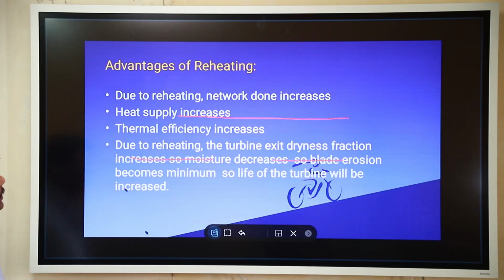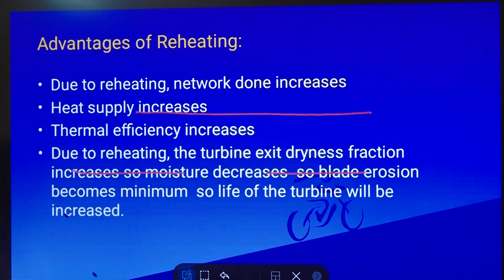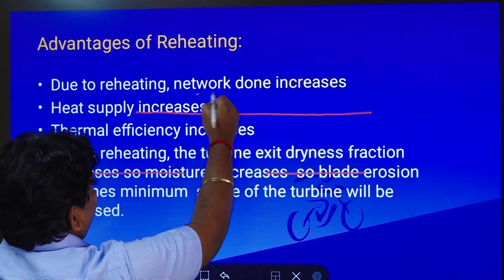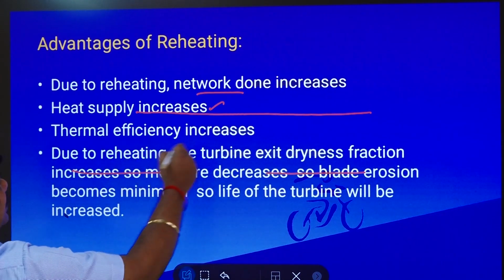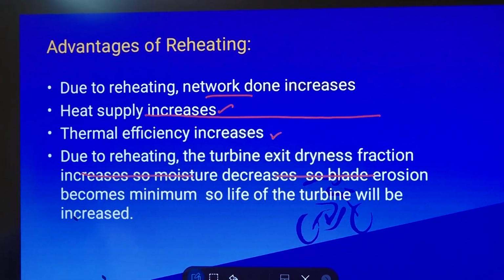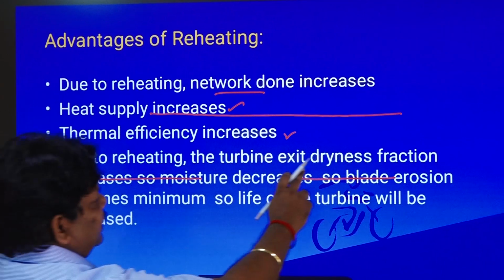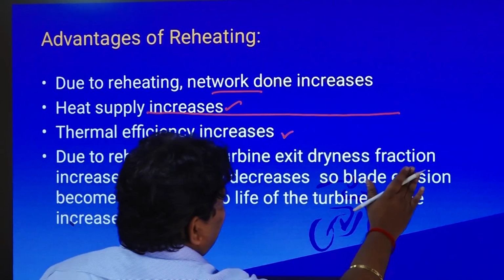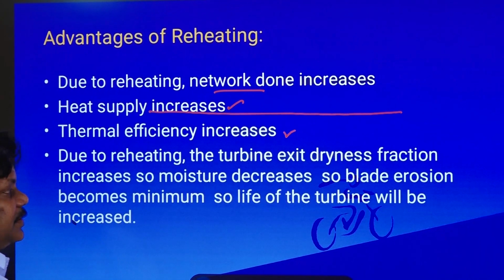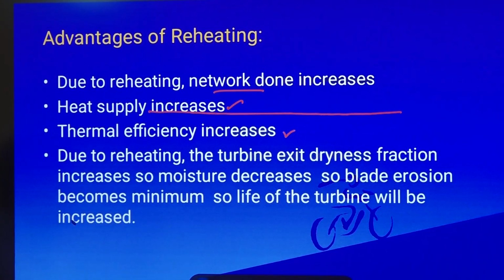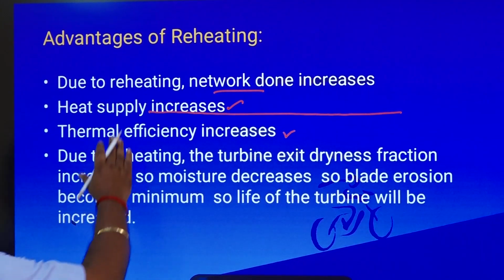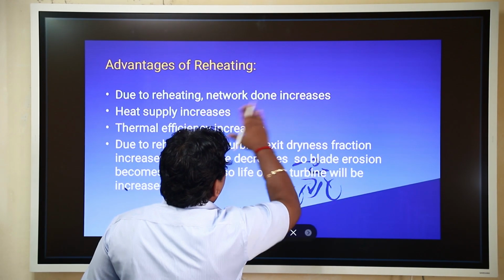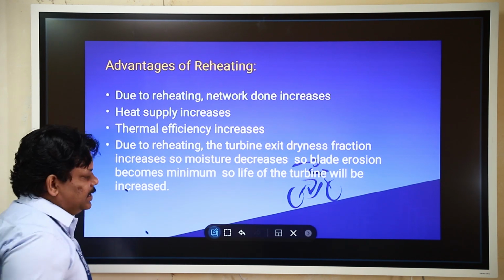What are the advantages of the reheat cycle? The net work done increases, heat supply increases, thermal efficiency increases, and due to reheating, the turbine exit dryness fraction increases. The exit dryness fraction increases, which will prevent blade erosion, so that the life of the turbine will be increased. These are some of the key points related to this reheating.